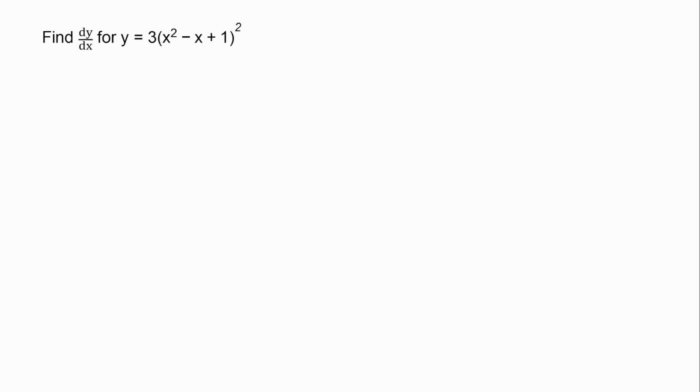Are you worried that you're taking the derivative of your function the wrong way? Well, let me show you that you can actually take the derivative of this function using 3 different methods. Here is our function: y is equal to 3 times the quantity x squared minus x plus 1, squared.